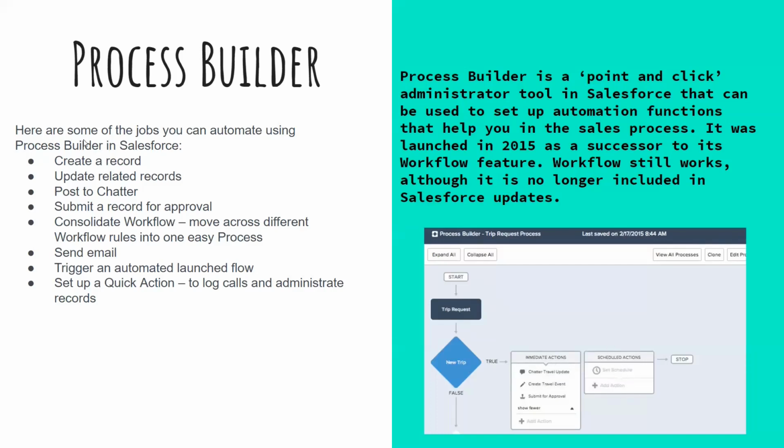So let's see what process builder can do. First, it can create a record. Then you can also update a related record or the same record. You can send a message to chatter also. You can submit a record for approval. You can consolidate workflow, like you can move different workflows into one easy process. You can send an email, or you can trigger an automated launch flow, or you can set up a quick action to log a call and administrator record. You can also pass the values to an Apex class.